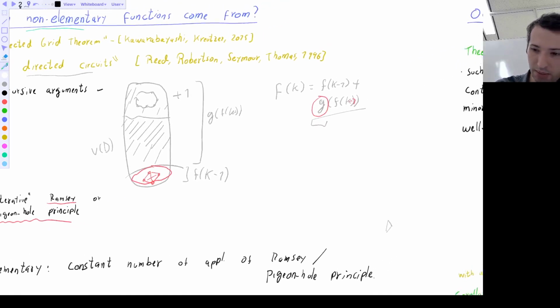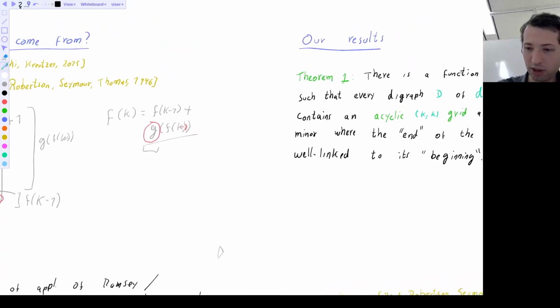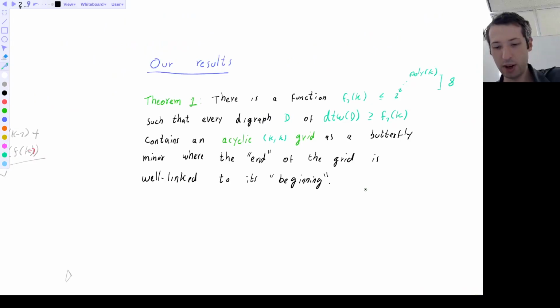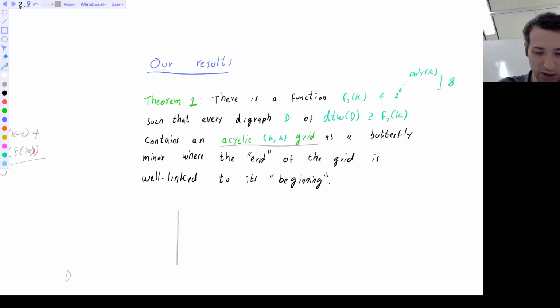So let's go to our main results. So what do we obtain? The first result that we get, as a step to get the cyclical grid, is what one can call a cyclic grid. So what is the cyclic grid of order k? It is similar to the undirected grid, but the columns are oriented from top to bottom, and the rows from left to right. So here we have k columns and k rows.